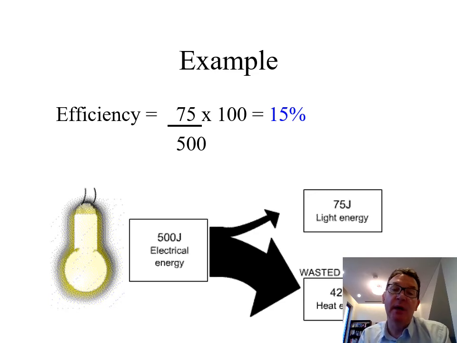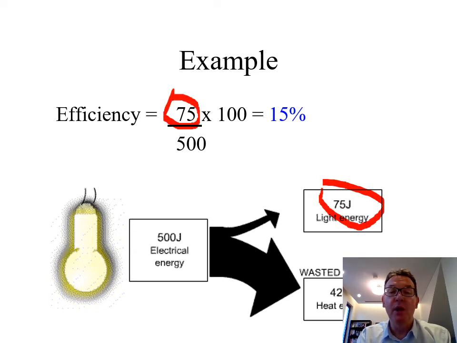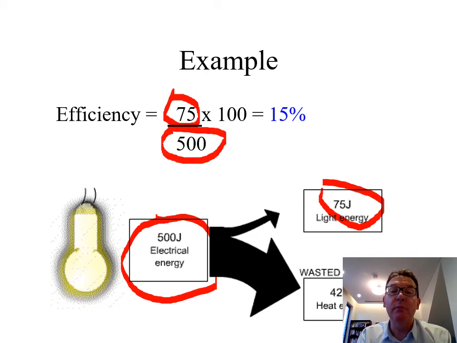This is a fairly typical old-fashioned filament light bulb, like we just talked about. The useful energy out is 75 joules. The total energy in is 500 joules. So if we do 75 divided by 500 and multiply the answer by 100, we get 15%. That means only 15% of the energy we put in is converted into light. That's obviously not very good.